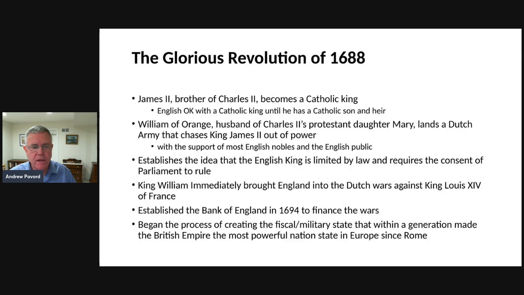So then we have something called the Glorious Revolution, which is really the turning point in English history in a lot of ways. So Charles dies without a son, and his brother, James II, becomes a Catholic king of England. Now, England's a Protestant country. It's fought wars against the Catholic countries, and Catholicism is feared by the average English person. But they were okay with a Catholic king as long as he didn't have a Catholic heir.